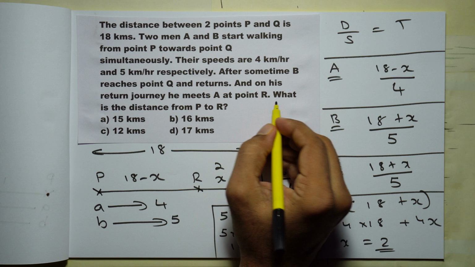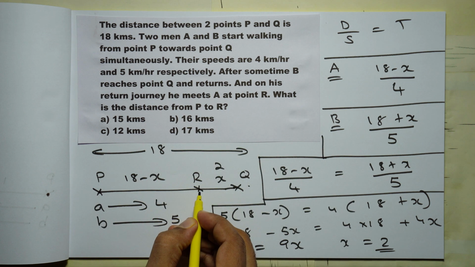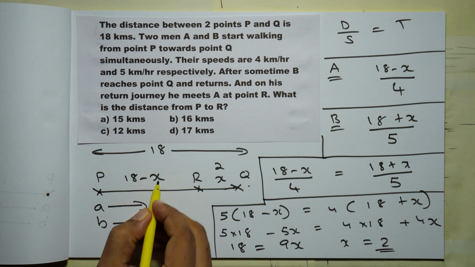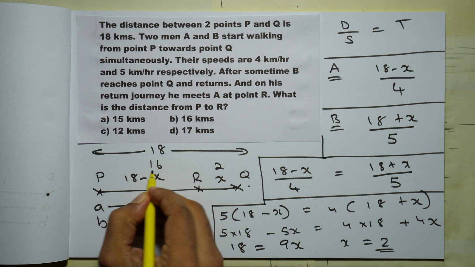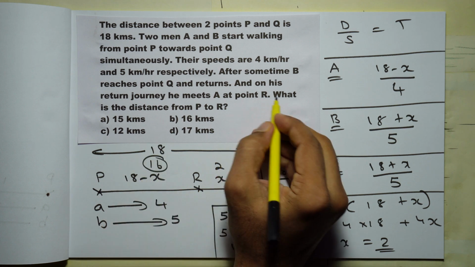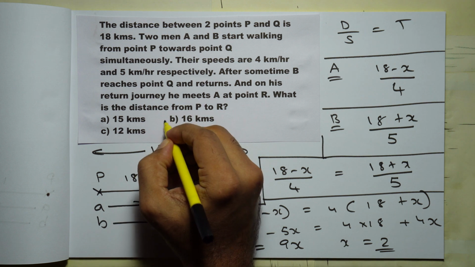Now what we need to find out is the distance from P to R. This distance is what we need to find out. This is 18 minus x, where x is 2. So 18 minus 2, this value is 16. So what is the distance from P to R? This is 16 kilometers, option B.